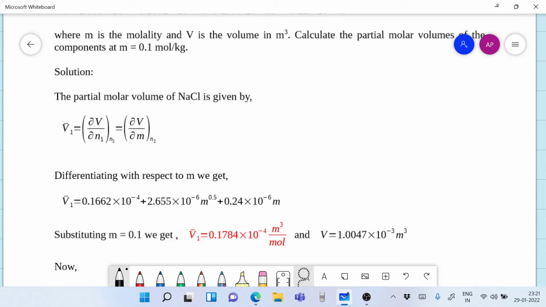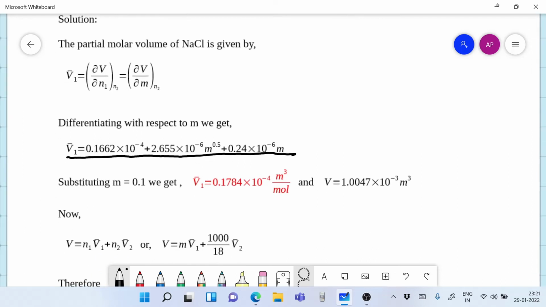Now V1 bar, that is the partial molar volume of component 1, is, as I just explained, dou V by dou N1 holding N2 constant. Because it's a binary mixture, this will be nothing but dou V by dou m. Here m is also in moles, holding N2 constant, where N2 is nothing but the moles of water. Now differentiating this equation, this is the expression we get. If we put m equal to 0.1 in this expression, we get this value.